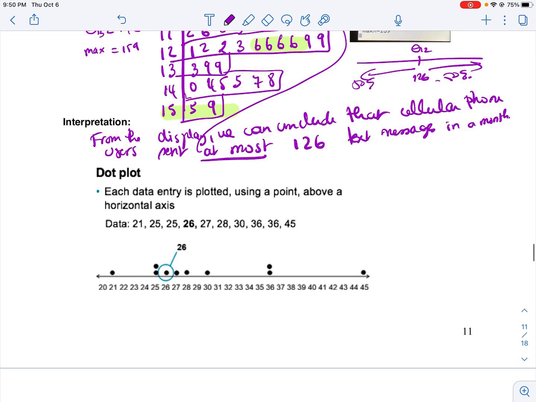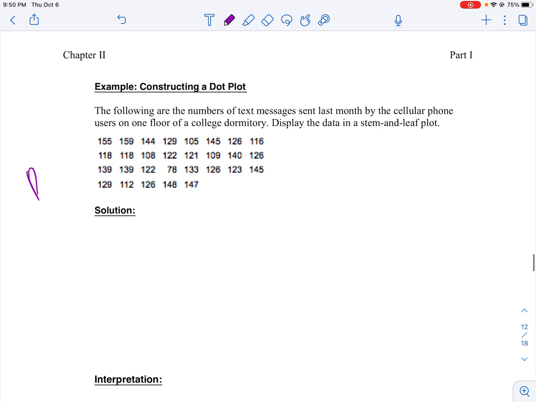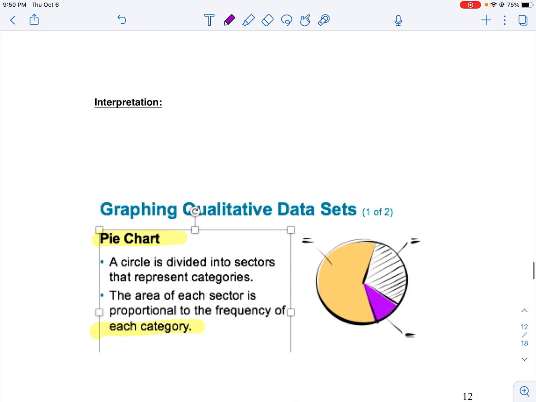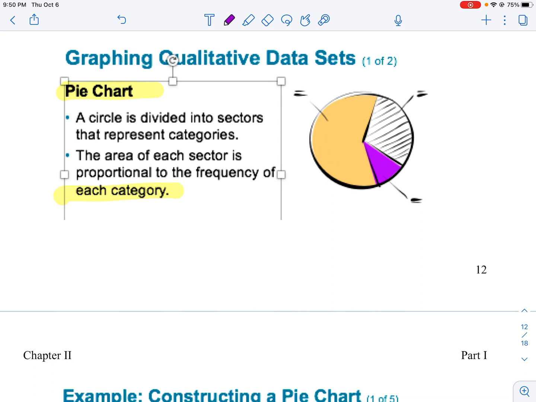I'm not talking about dot plots. Y'all can read about it. Read on your own. Not talking about it. All right, let's talk about graphing qualitative data sets.